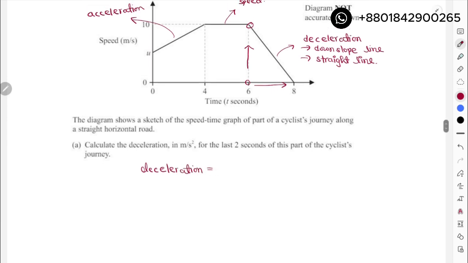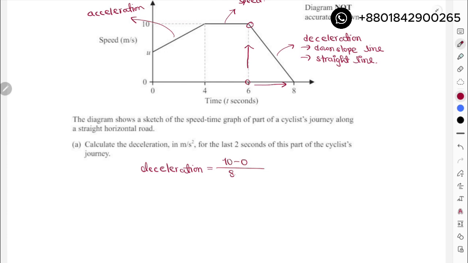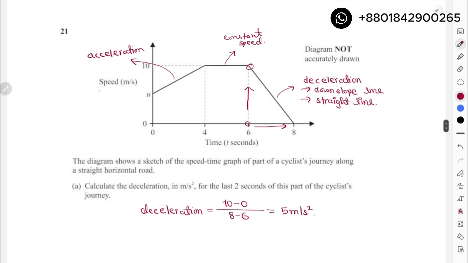and that means rise over run is 10 minus 0 and run is 8 minus 6. That gives you 2. So 10 over 2 is actually your 5, right? So the value that you get is 5 meters per second squared. You should always remember, for a speed time graph, gradient gives you acceleration or deceleration depending on the positive or negative slope, and area under the graph gives you the distance traveled.